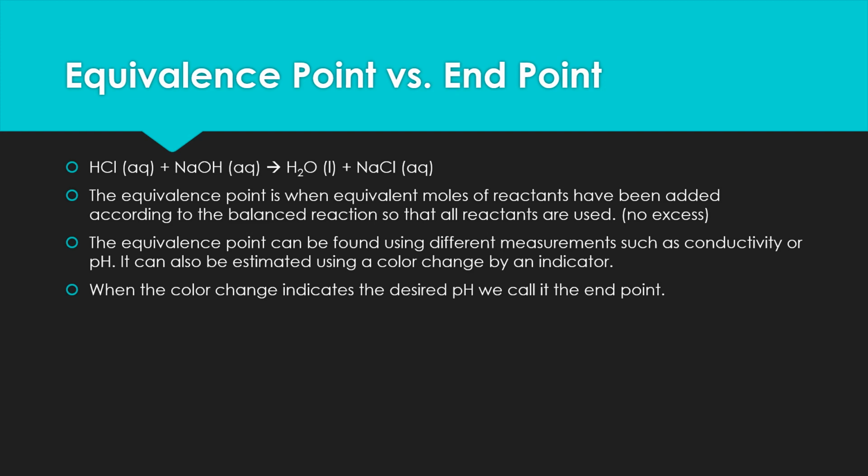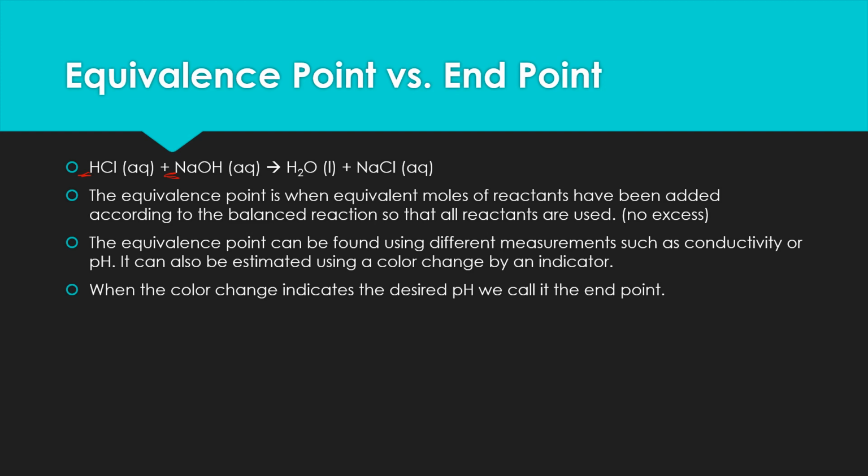So let's talk about the equivalence point and also the end point, how they're similar and or different from each other. So using that chemical reaction we have as our example, the equivalence point is when equivalent moles of reactants have been added according to the balanced reaction so that all the reactants are used with no excess. So in this case, the HCl and NaOH, the reactants, are a 1-to-1 ratio. So that means we would want to react that ratio with each other.